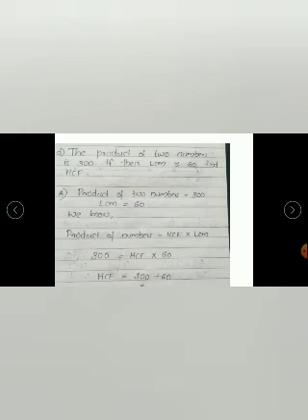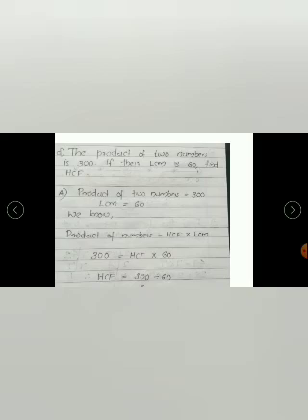What is that relation? Dividend is equal to quotient into divisor plus remainder. That is the relation, isn't it? That same relation we are using here. Thus, what is HCF? When we divide 300 by 60, what do we get? 5. So what is HCF here? HCF is 5.